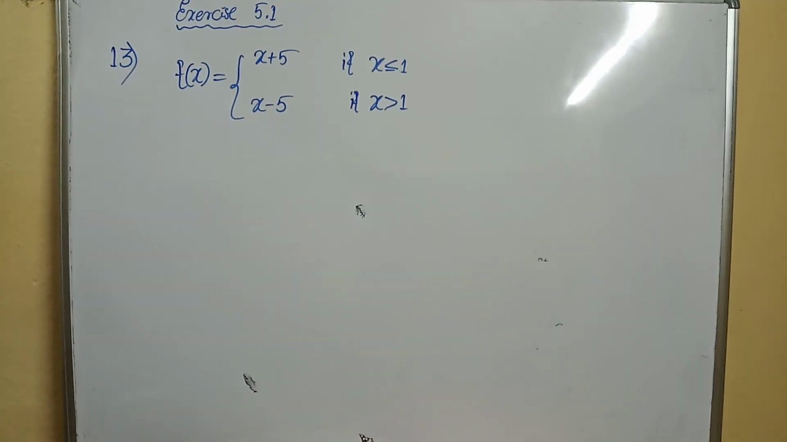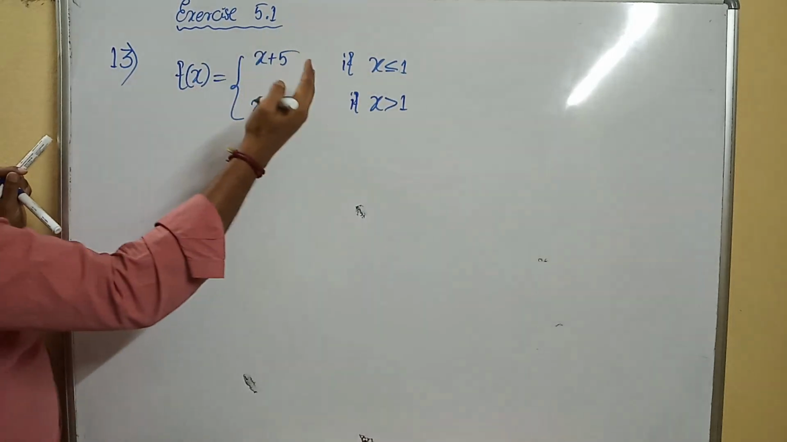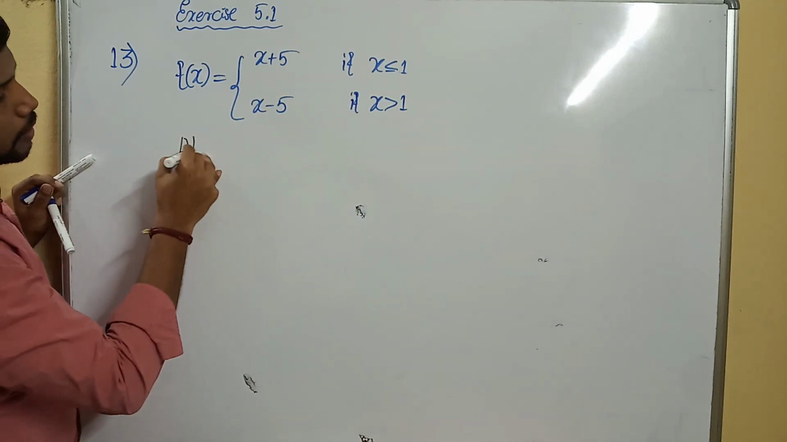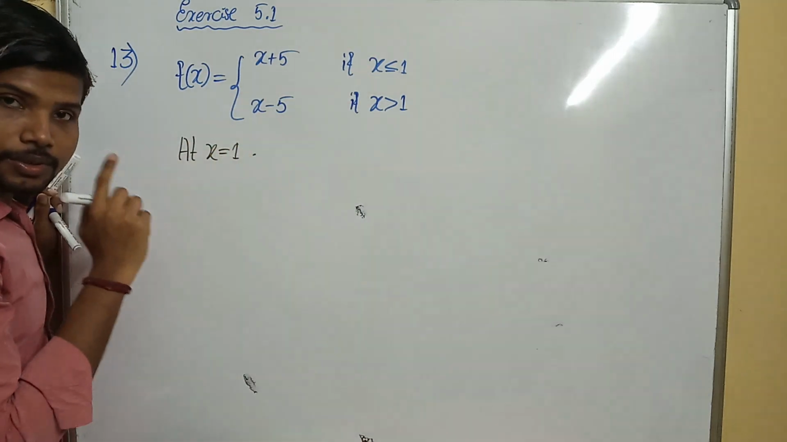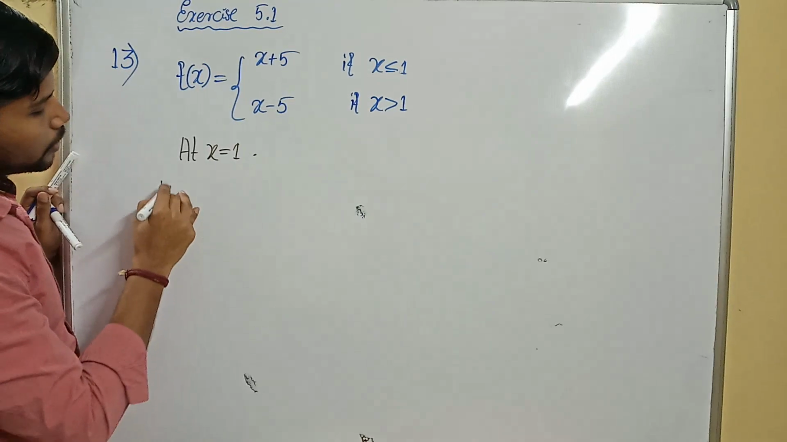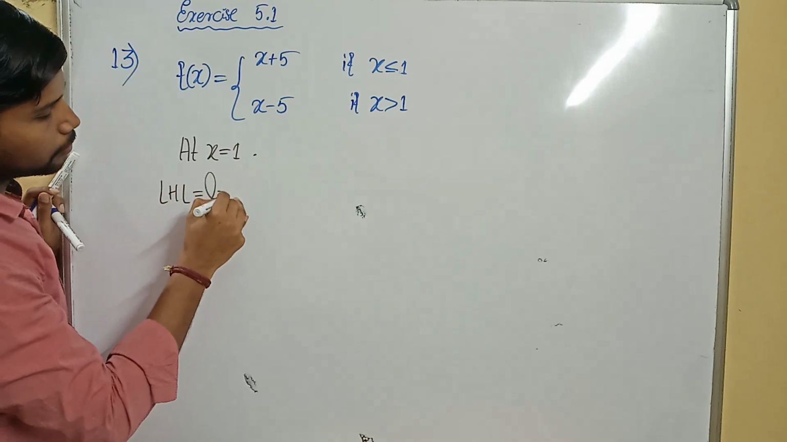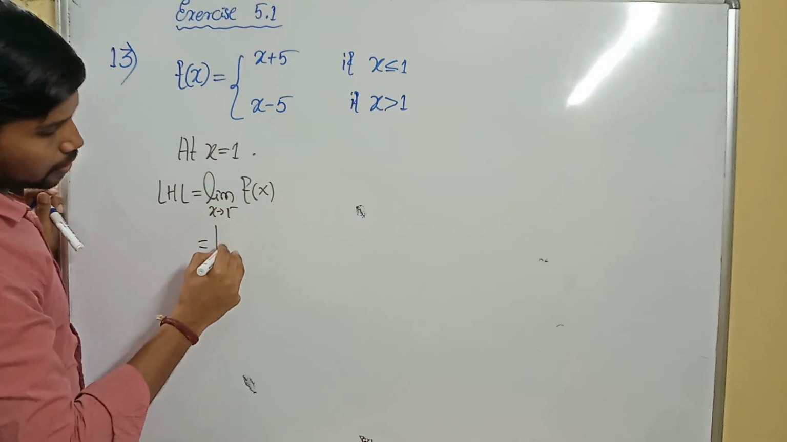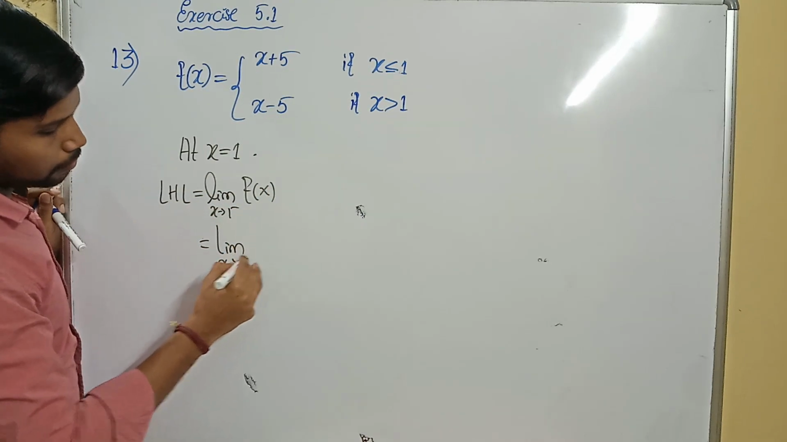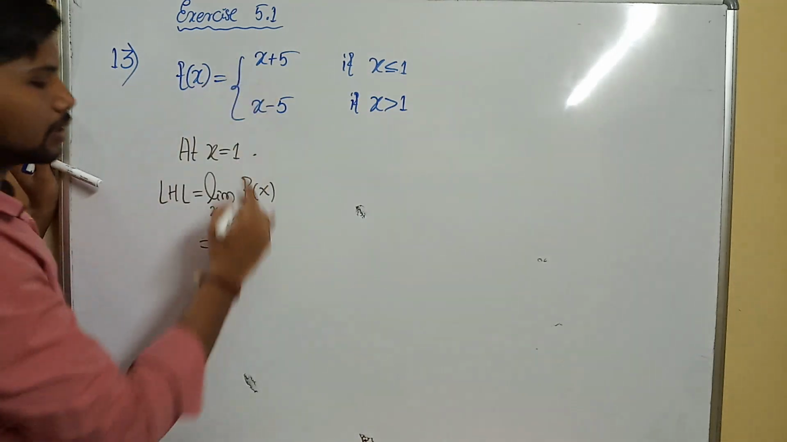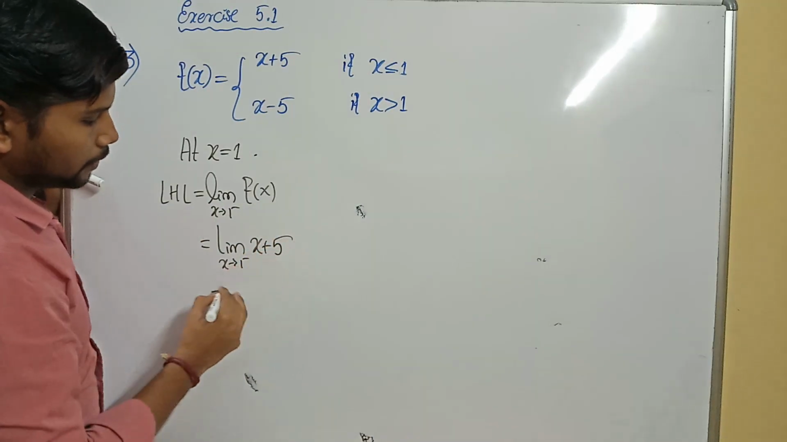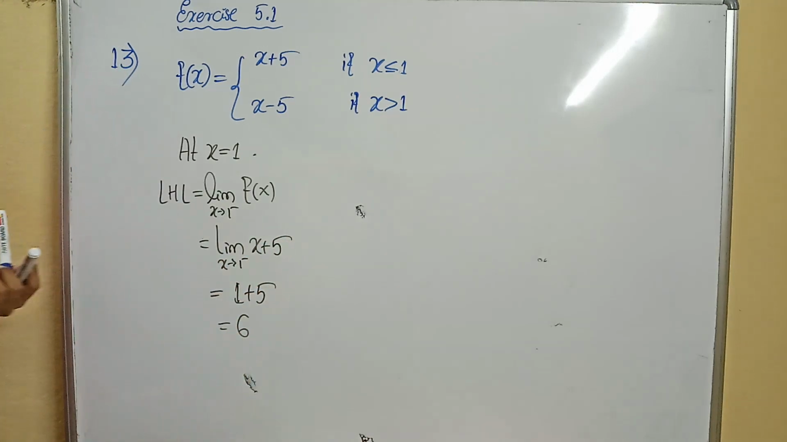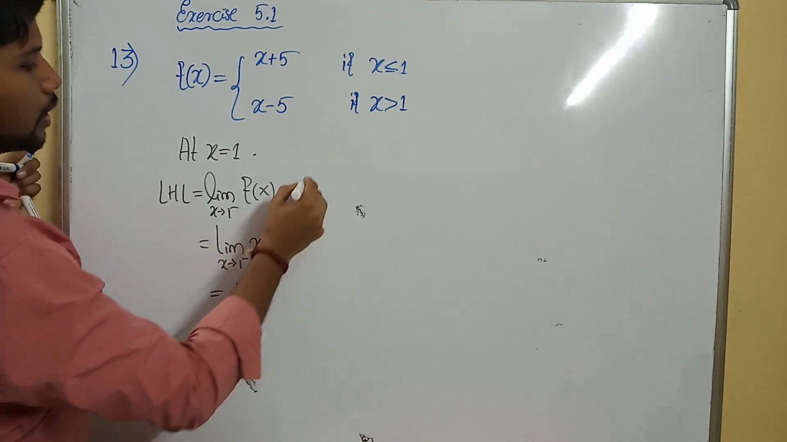Observe the next one. The function is changing its value at 1: less than 1 it is different, greater than 1 it is different. That's why I need to check the continuity at x equal to 1. Got the point? Okay, what should be the LHL? Limit of f of x as x tends to 1 minus. What is the meaning of 1 minus? Less than 1. What is less than 1? x plus 5. With x replaced by 1, it is 1 plus 5, which will be 6. Is it okay? Then what should be the RHL value?